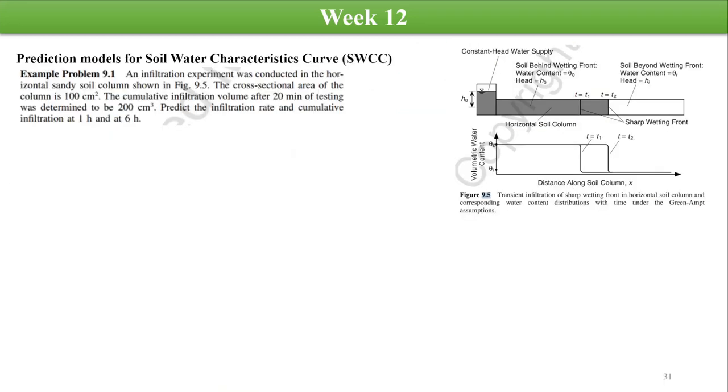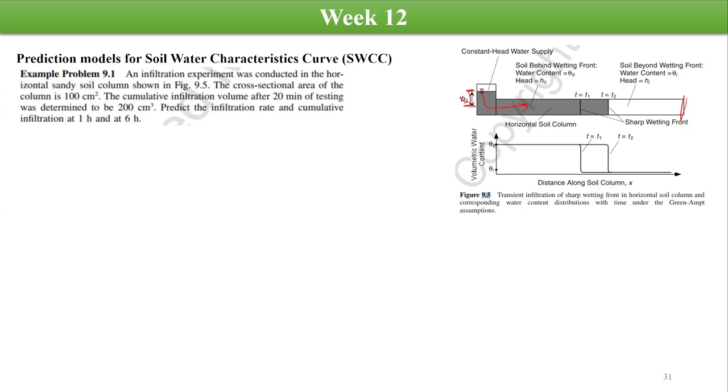So let's move on to our next question, which is based on the prediction model for soil water characteristic curves. A horizontal soil sample is there where the head at one end is maintained, and that's not because of the height difference from one end to the other end. The water starts flowing from here to this side, right?